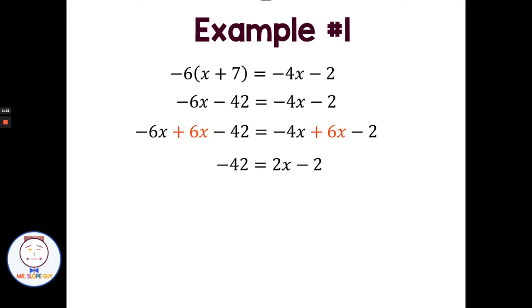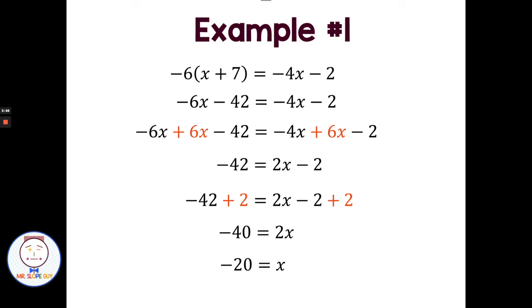So now I want to get the number part to the other side to isolate the x part by itself. Next I want to get rid of this subtract 2, so I can add 2 to each side. Negative 2 plus 2 will leave 2x on the right side, and negative 42 plus 2 will leave negative 40. Then my last step to solve for x, divide both sides by 2, and I get x is negative 20.